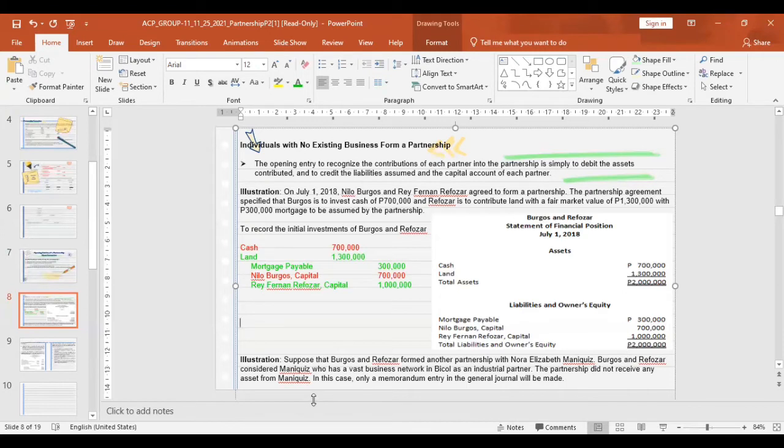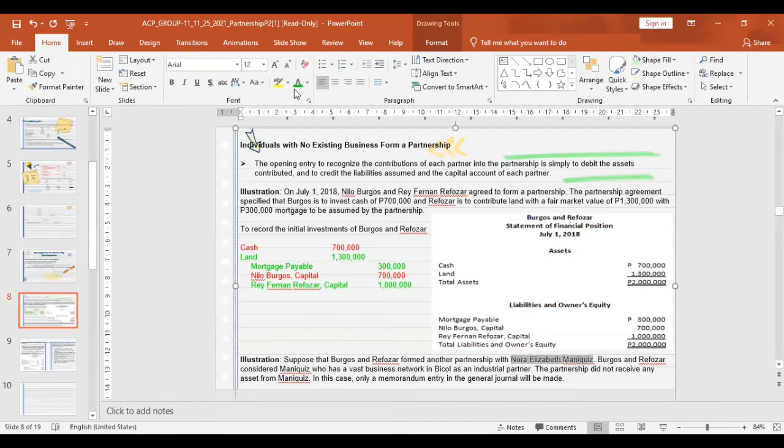So suppose that Burgos and Reposar form another partnership with Nora Elizabeth Maniquez. Burgos and Reposar considered Maniquez, who has a vast business network in Bicol, as industrial partner. So the partnership did not receive any asset from Maniquez. So in that case, only a memorandum entry in the general journal will be made. So since 'di ba, wala pa naman experience si Nilo at si Ray sa business, na nag-decide sila na mag-form sila ng partnership kay Elizabeth.